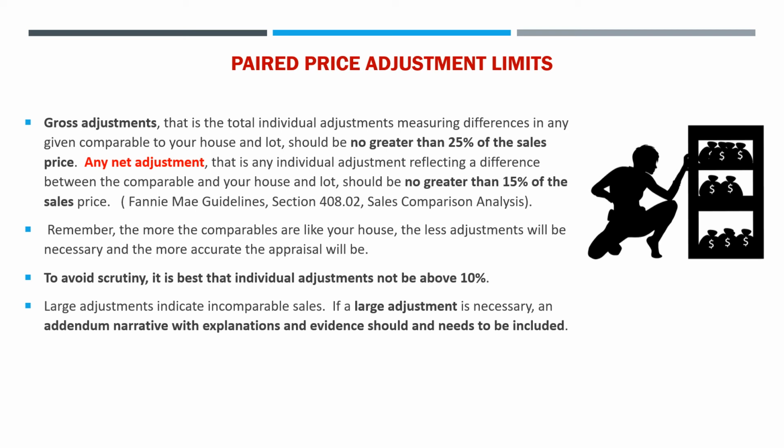Remember that the more comparables are like your house, the less adjustments will be necessary and the more accurate the appraisal will be. So we suggest you keep your individual assessments no higher than 10% to avoid any scrutiny. Large assessments indicate incomparable sales. So if a very large adjustment is necessary, you need to have an addendum narrative to explain what the evidence is.